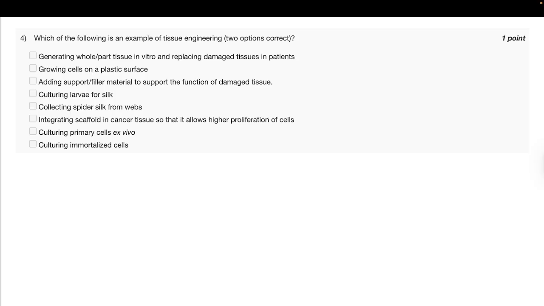So when you will be giving your final exam for this course, please make sure you read the questions correctly, and wherever it says two correct options, you have to select two answers.